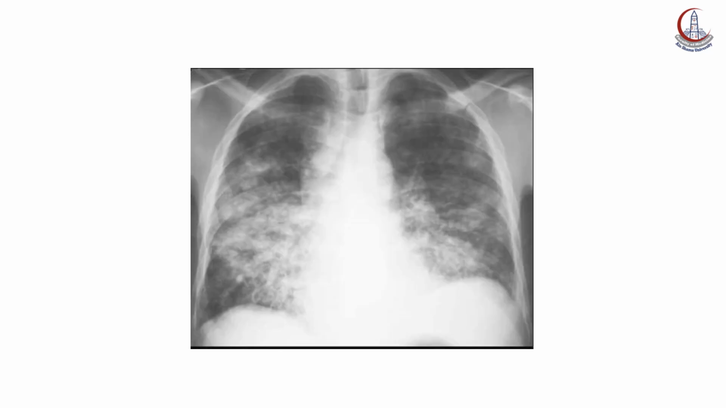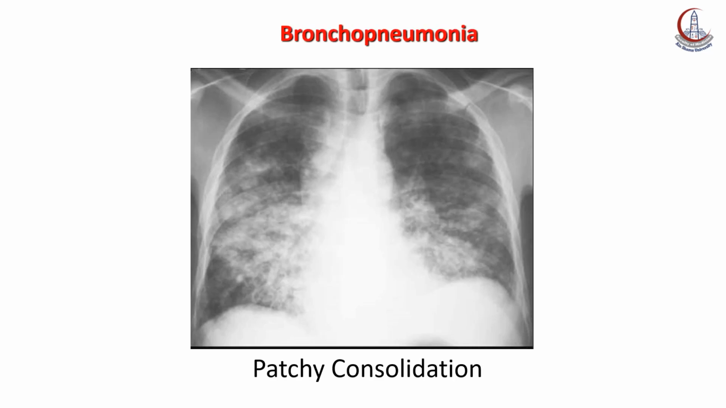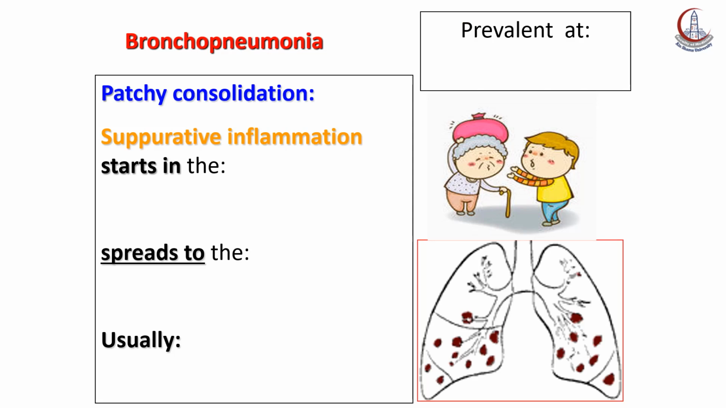What about the X-ray? There are multiple bilateral patchy opacities affecting both lung sides, basal in position. It's a bronchopneumonia, patchy consolidation affecting both lung lobes. Bronchopneumonia is patchy consolidation. It's a suppurative inflammation, while lobar pneumonia is a fibrinous or serofibrinous inflammatory process. In bronchopneumonia there is a suppurative inflammatory reaction.